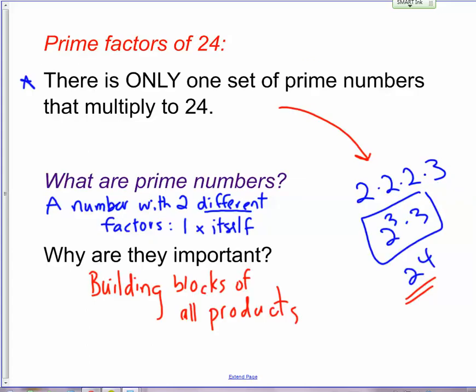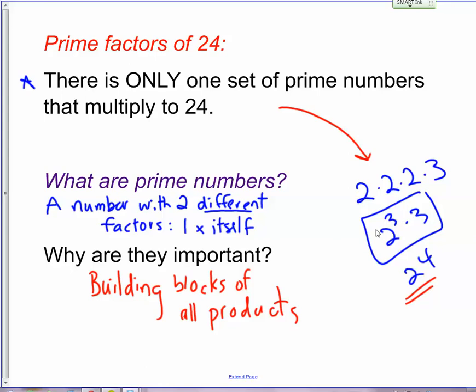All right, so it's kind of cool in that the fundamental theorem of arithmetic is that every counting number is either a prime number or it has only one set of prime factors. So if we look at 24, there's only one set of prime numbers that multiply to 24, and that is 2 times 2 times 2 times 3. We can also call this 2 cubed times 3. 2 cubed is 8, 8 times 3 is 24.